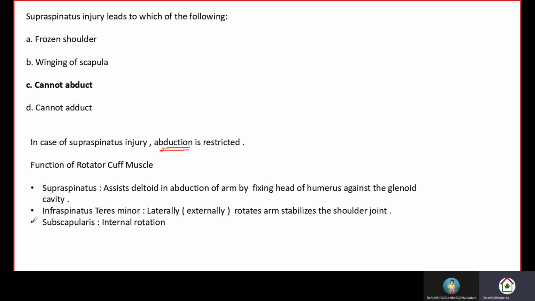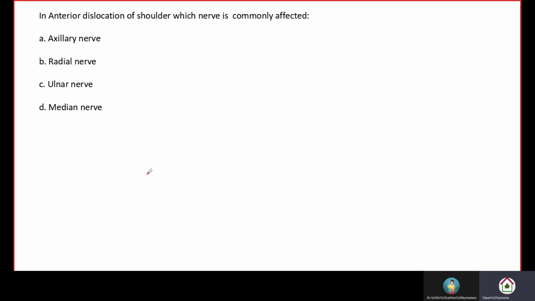Function of rotator cuff muscles. Supraspinatus, first of all, assists deltoid in abduction of the arm by fixing the head of humerus against the glenoid cavity. Infraspinatus and teres minor laterally or externally rotate the arm and stabilize the shoulder joint. While subscapularis does internal rotation. Not only in orthopedics, but these things are very, very important for anatomy.